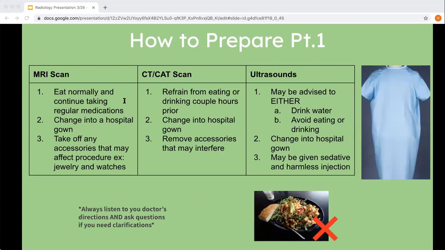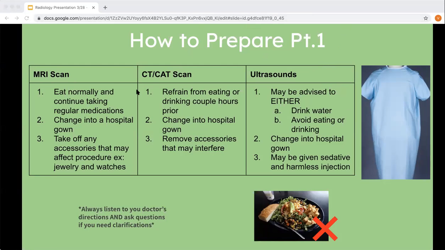Okay, so now let's go over how to prepare for scans. What this means is basically what steps or precautions you should take before doing one of those scans that we have learned in previous slides. The first one is an MRI scan, also known as magnetic resonance imaging. So before an MRI scan, you should eat normally and continue taking your regular medications, unless otherwise instructed. You'll also be changing into a gown and taking off any accessories that might affect imaging. Some of these accessories include jewelry, hairpins, eyeglasses, watches, and more.